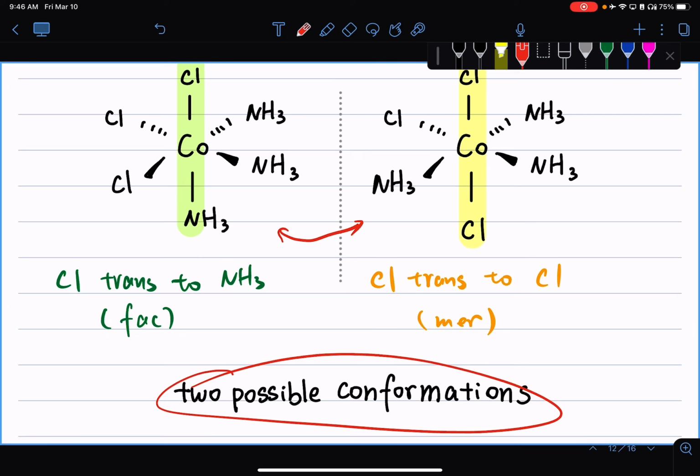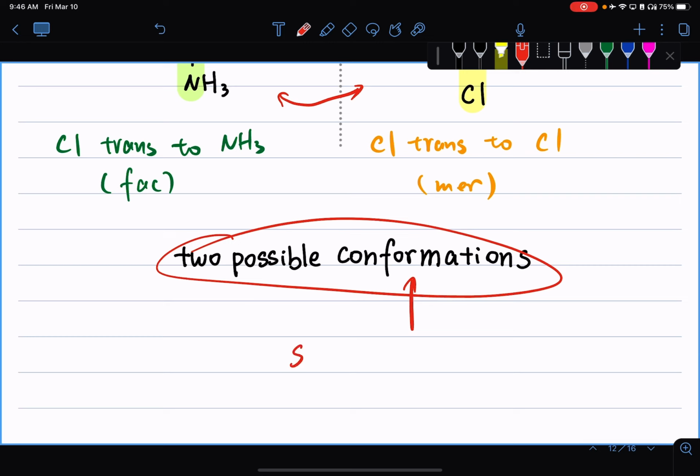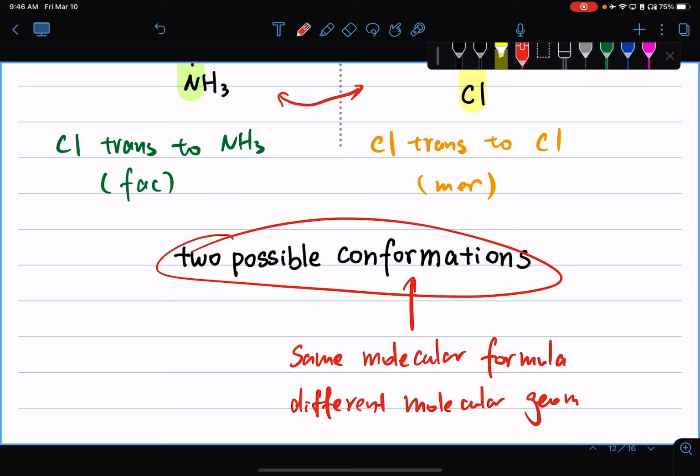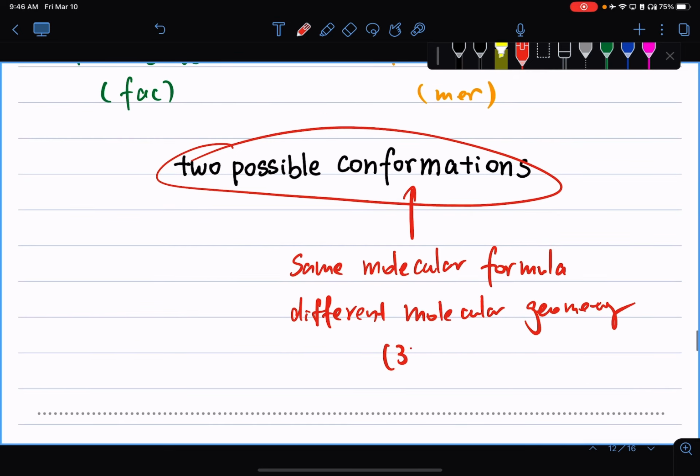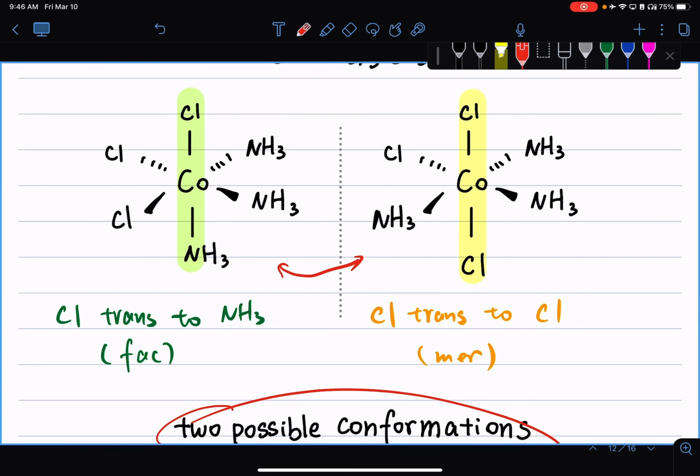So by saying conformation, what we mean is that they have the same molecular formula, but different molecular geometry, or the 3D orientation of the ligand. So these 2 are just different conformations. So that's the notation for the octahedral conformations.